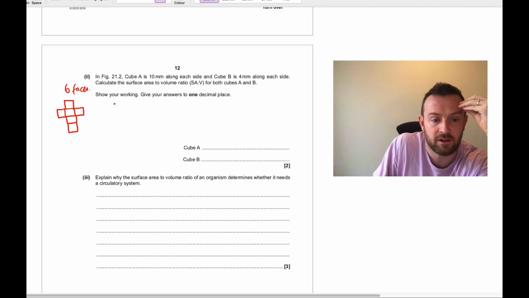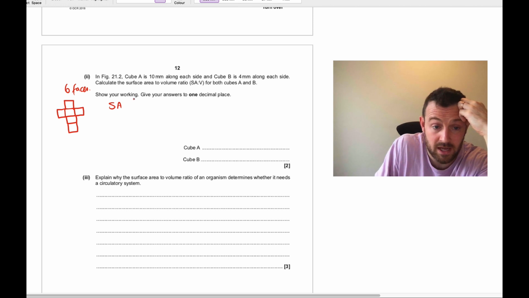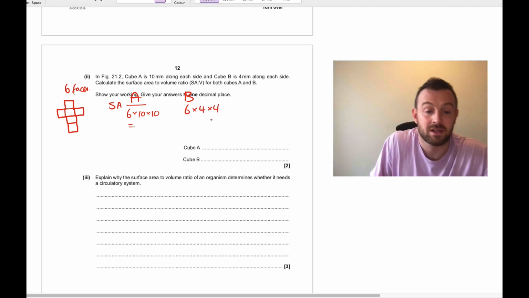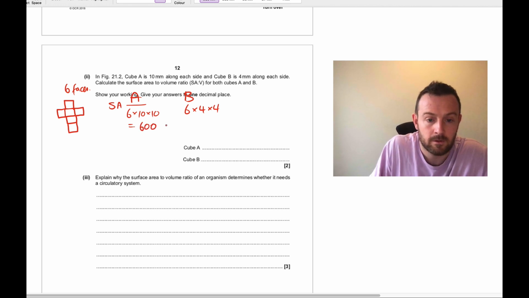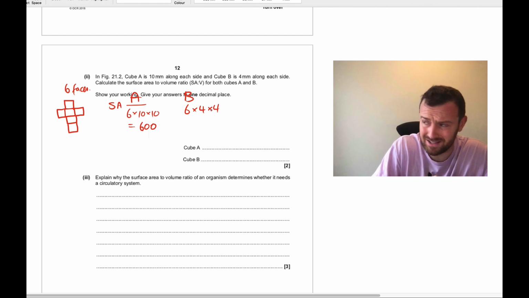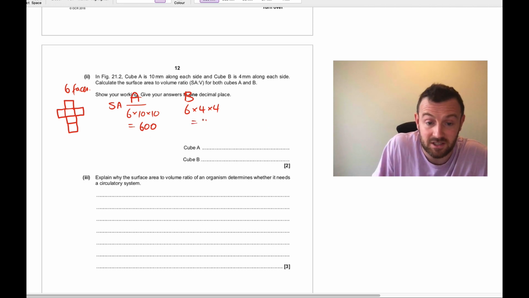All right, so the surface area. A is the big one, and B is the small one. Surface area for A is 6 times 10 by 10, and for B is 6 times 4 by 4. So that is going to equal 600 here, and 4 by 4 is 16. Times 6 equals 96. Okay, so the surface area is 600 and 96.